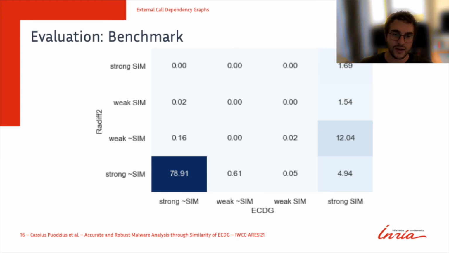Ideally, if HADIF and our similarity function were equivalent, we would find values only in the skew diagonal. However, we see that we are able to find strong similarities where HADIF finds weaker similarities or even dissimilarities.